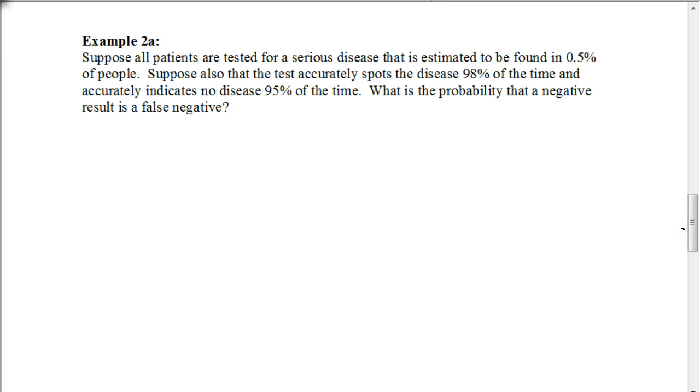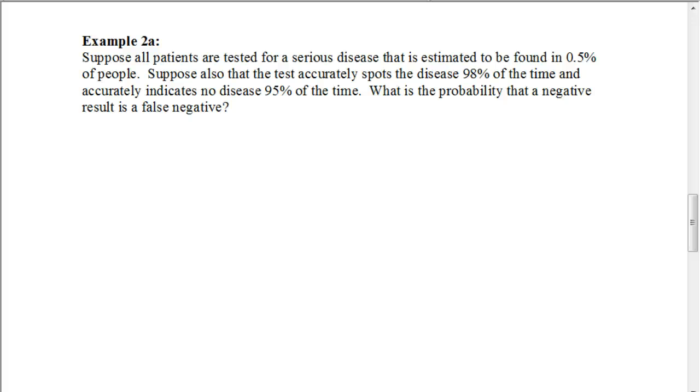Okay, let's look at this example, and then I'll have you guys try the last example on your own. Let's look at this one. It says, suppose all patients are tested for a serious disease that is estimated to be found in 0.5% of people. Suppose also that the test accurately spots a disease 98% of the time and accurately indicates no disease 95% of the time. What is the probability that a negative result is a false negative? Okay, so we'll get to that in a minute.